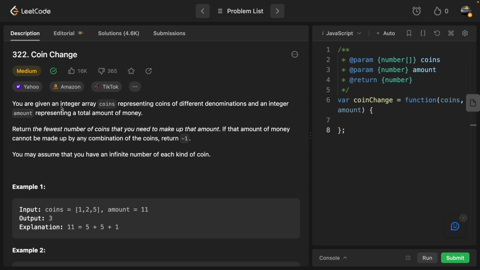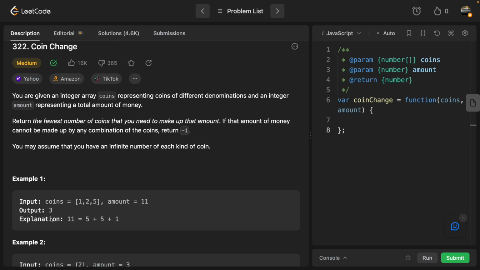Today we will be solving one LeetCode question, coin change. You are given an integer array coins representing coins of different denominations and an integer amount representing a total amount of money. Return the fewest number of coins that you need to make up that amount. If the amount of money cannot be made up by any combination of the coins, return -1. You may assume that you have an infinite number of each kind of coin.